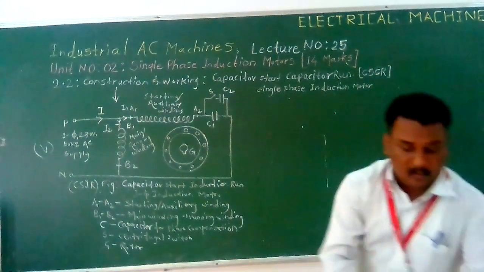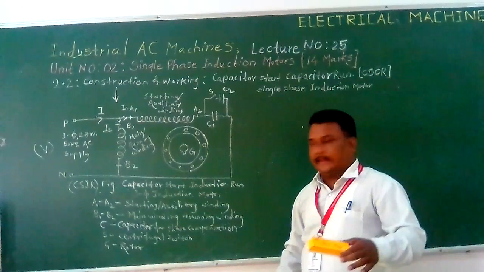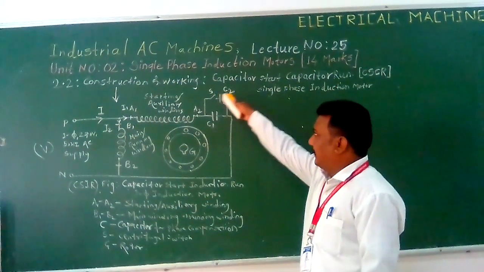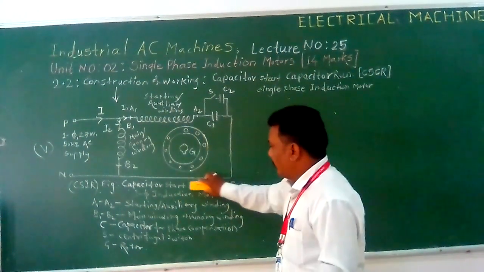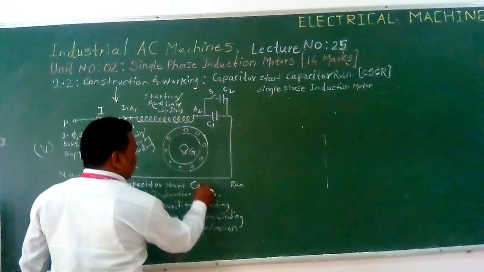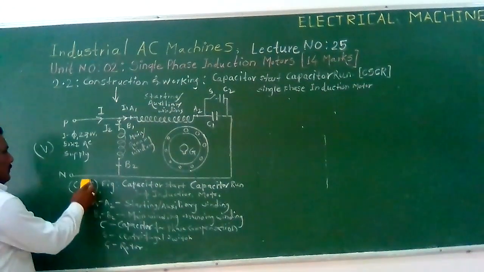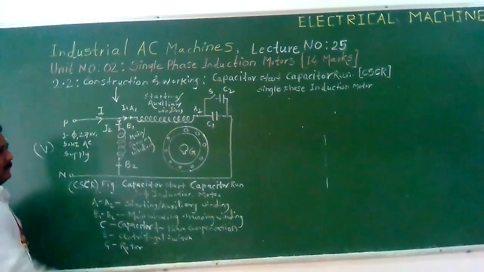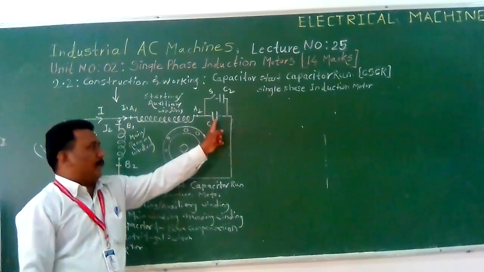So this is some modification of the CSIR. Due to C1 and C2 along with the centrifugal switch, it becomes capacitor start and capacitor run. The CSIR now becomes the CSCR, a capacitor start and capacitor run motor.